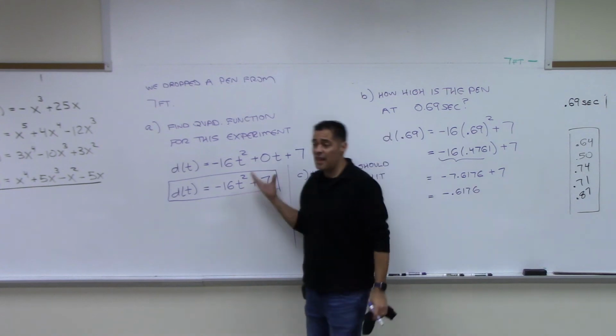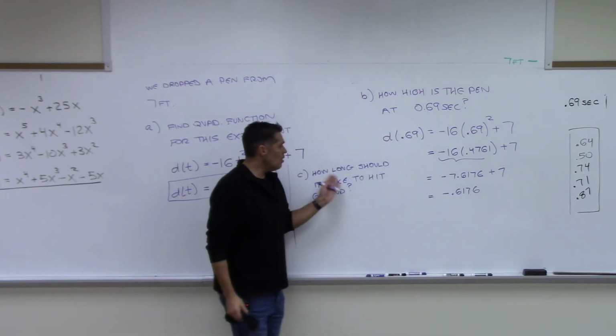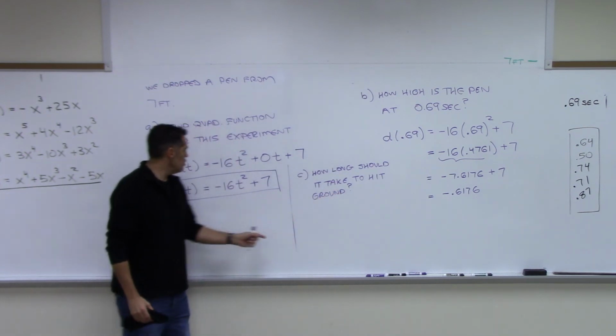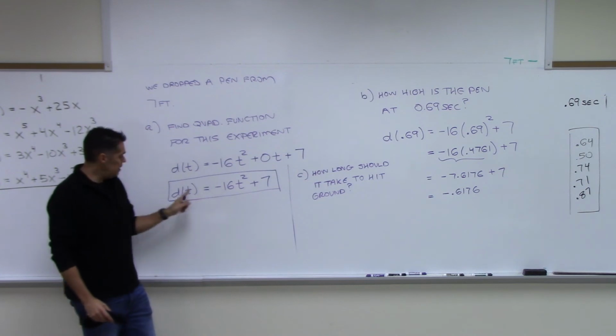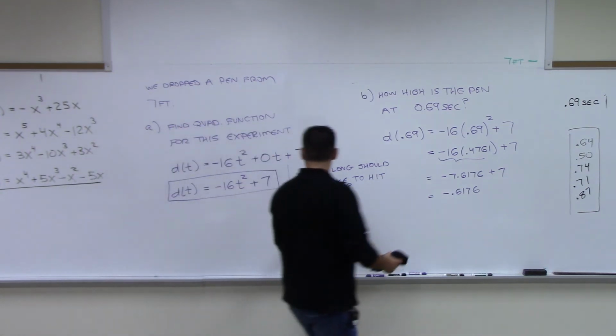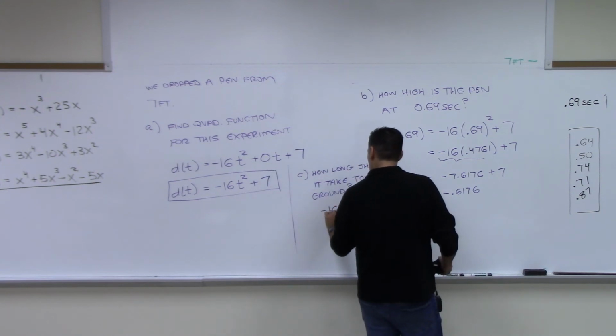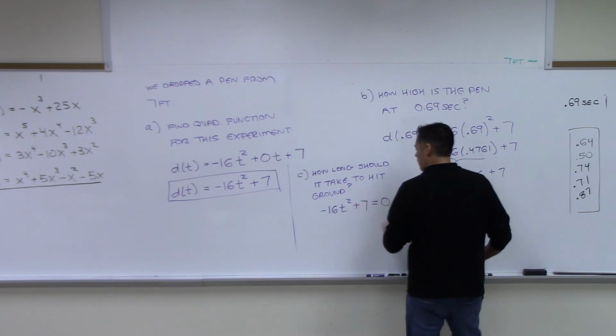Remember, this tells us how high we are off the ground, right? And if I'm asking you how long does it take to hit the ground, then you want to know what's going to make this 0. Because this being 0 means we've hit the ground. So let's go ahead and do that. Let's set negative 16t squared plus 7 equal to 0. All right?